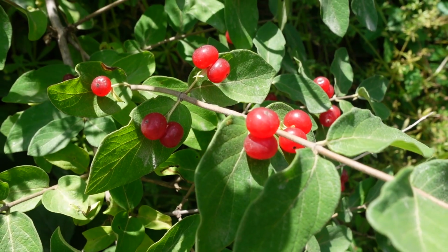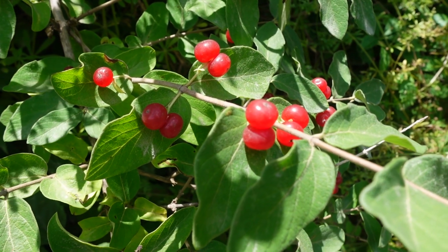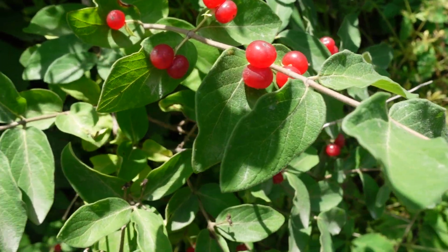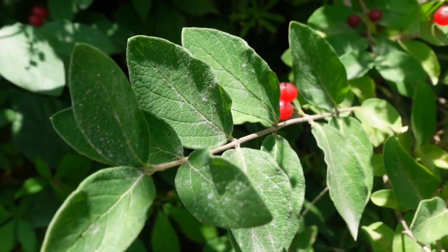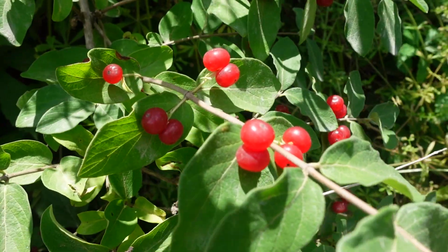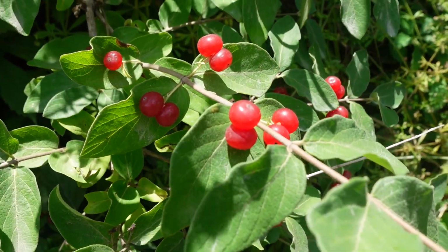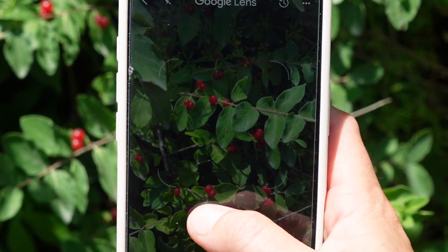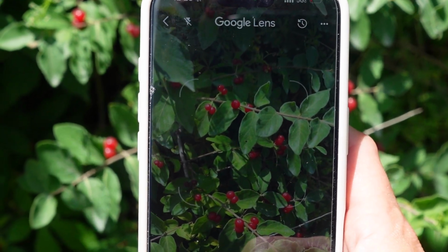I'm having a lot of fun identifying plants. I've walked past these plants a lot, but I never knew what they were. Let's keep identifying more plants. Look, this plant has red berries. It has small, oval, green leaves and red berries. Let's identify this plant. I'm using my phone to take a picture.